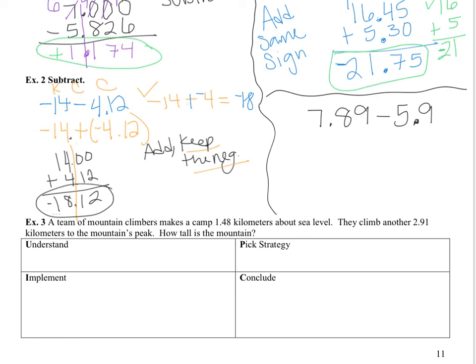Looks like our notes pages are filling up, but if you could solve one on your own off to the side: I have a positive 7 and 89 hundredths minus 5 and 9 tenths. It doesn't look like I'll have to worry about our integer rules on this one, but you do need to make sure you line up your decimals. So try that one on your own.